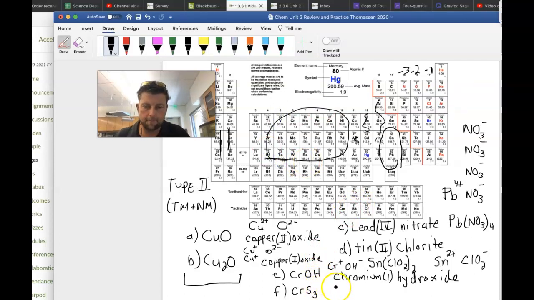CrS3, give that one a try. Sulfur has a -2 charge. There's 3 of them. So that means chromium must have a +6 charge, or 6+. So this one ends up being chromium 6 sulfide. I'm going to squeeze it in here. We use Roman numeral.